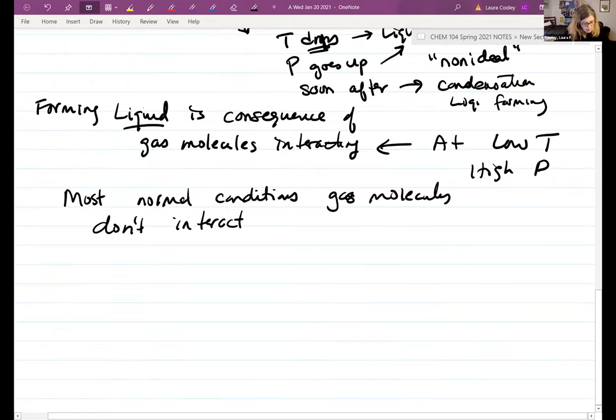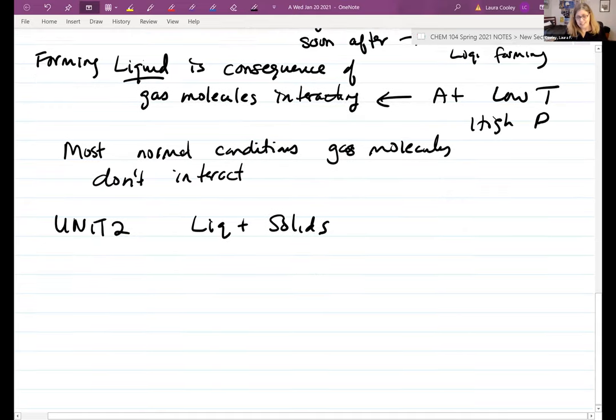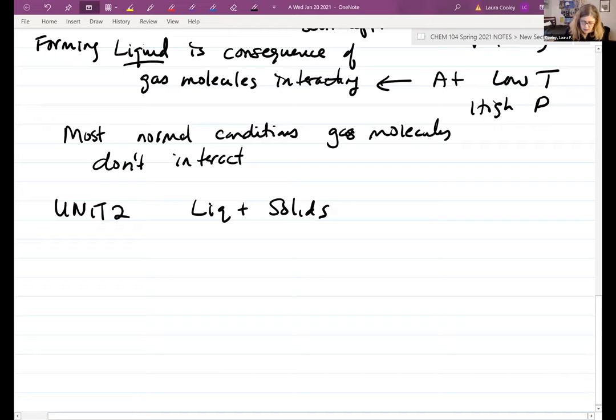Okay. So anyway, that's unit one, which is gases. And then we go on to unit two, which is actually liquids and solids. Sounds like, well, what do you have to say about that? But there's really a lot. So we talk a lot.